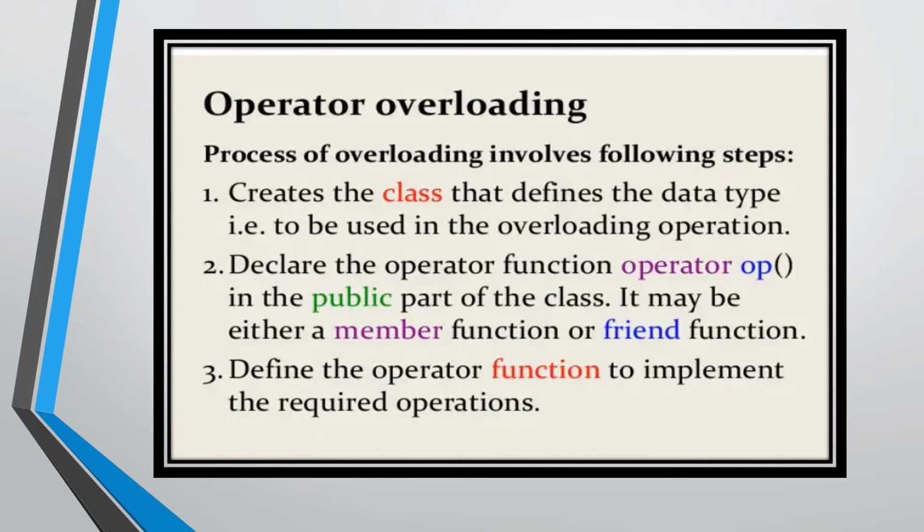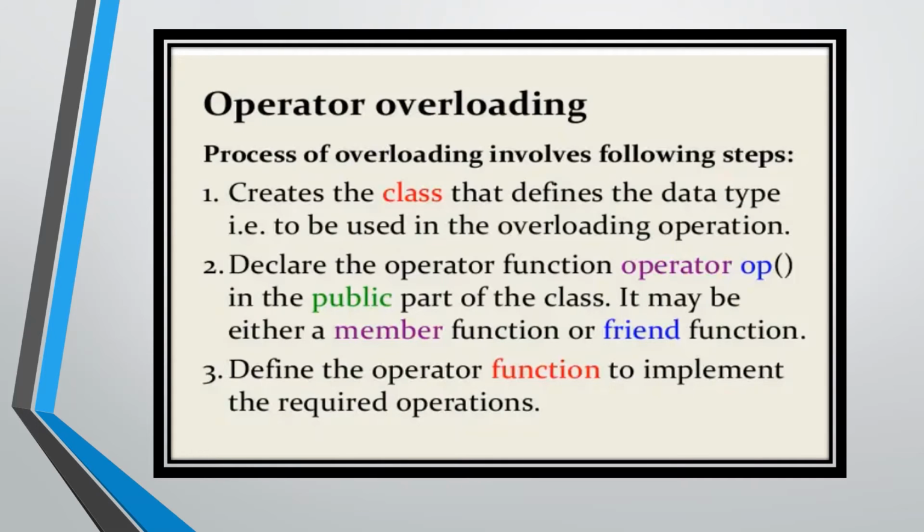It may be either a member function or a friend function, which we have just seen. Define the operator function to implement the required operation. So whatever operation we want to perform, depending on that operation we have to declare the operator function. If you want to perform the addition of two numbers, then the function will be the addition. If you want to perform the multiplication of two numbers, then the function will be the multiplication. So depending on the required operation, we have to define the operator function.